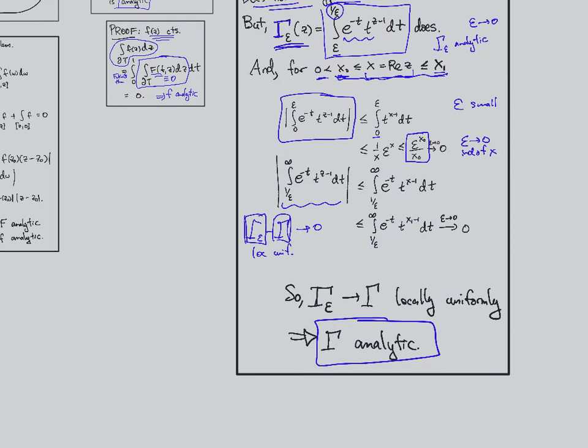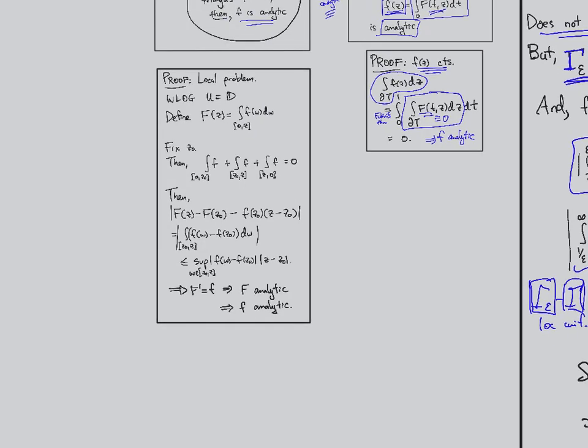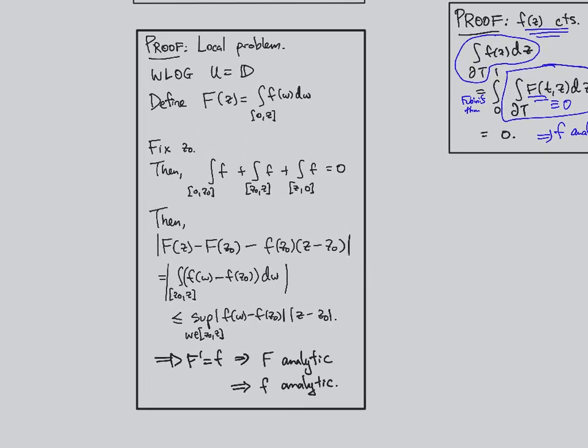Okay, so now let's quickly show how to prove Morera's theorem. Okay, so the problem is local. So we can assume our domain is just the unit disk for simplicity. Okay, and this is similar to something we did in simply connected domains. I'll define capital F of z as the integral of f on the line segment from 0 to z. Okay, now fix a z naught where we're going to try to compute the derivative of capital F.